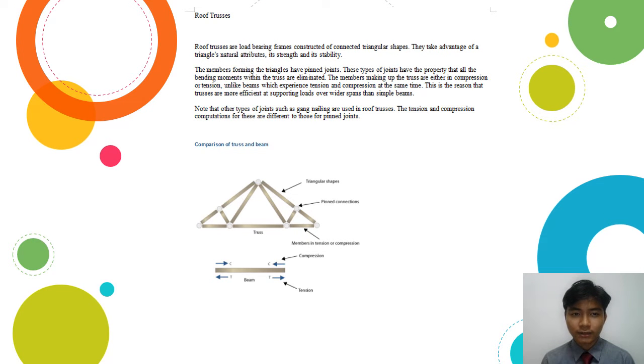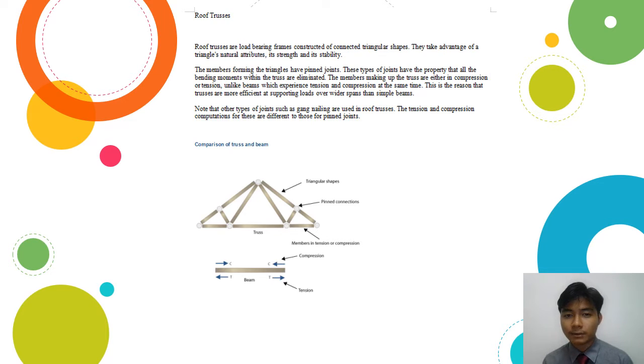Roof trusses are load-bearing frames constructed of connected triangular shapes. They take advantage of a triangle's natural attributes, its strength and its stability. The members forming the triangles have pin joints. These types of joints have the property that all the bending moments within the truss are eliminated.